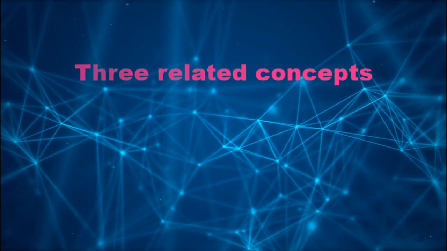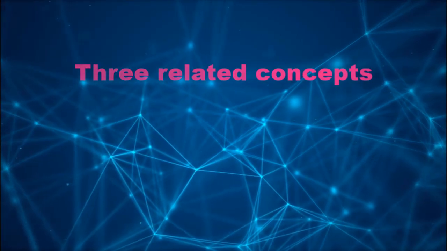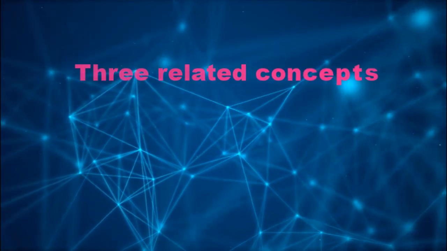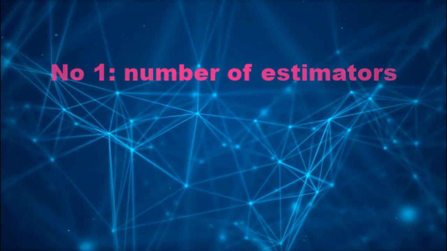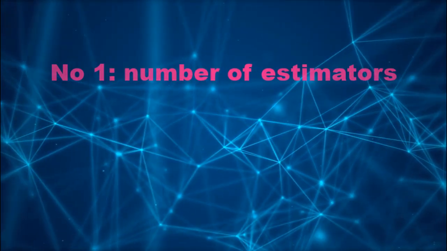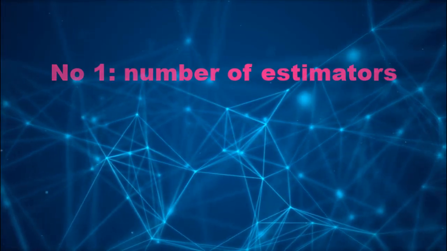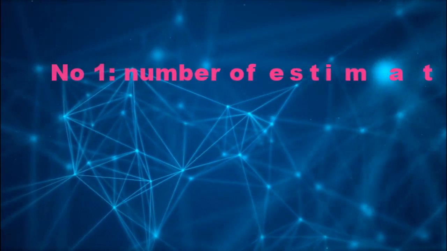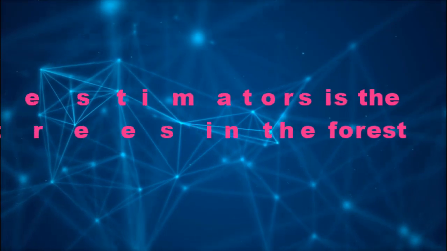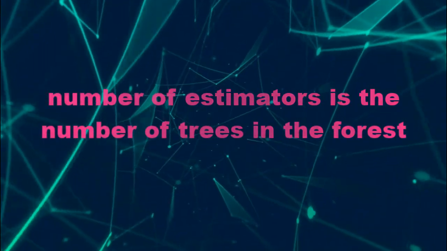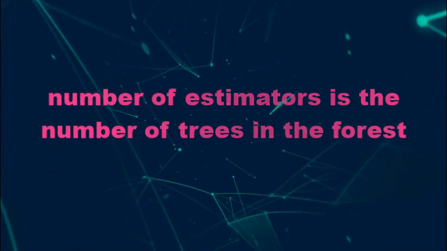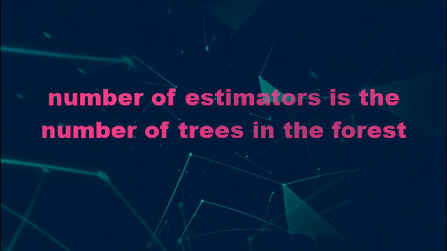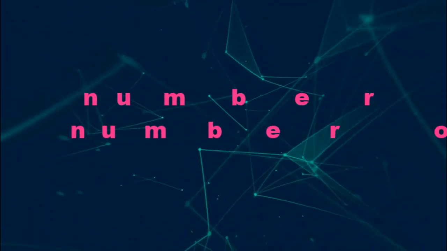Before we proceed further, we should discuss three main concepts used in this tutorial. The first concept is number of estimators. Number of estimators is the number of trees in the forest. Number of estimators is denoted by n_estimators parameter. Number of estimators is an integer value and the default value of the number of estimators is 100.